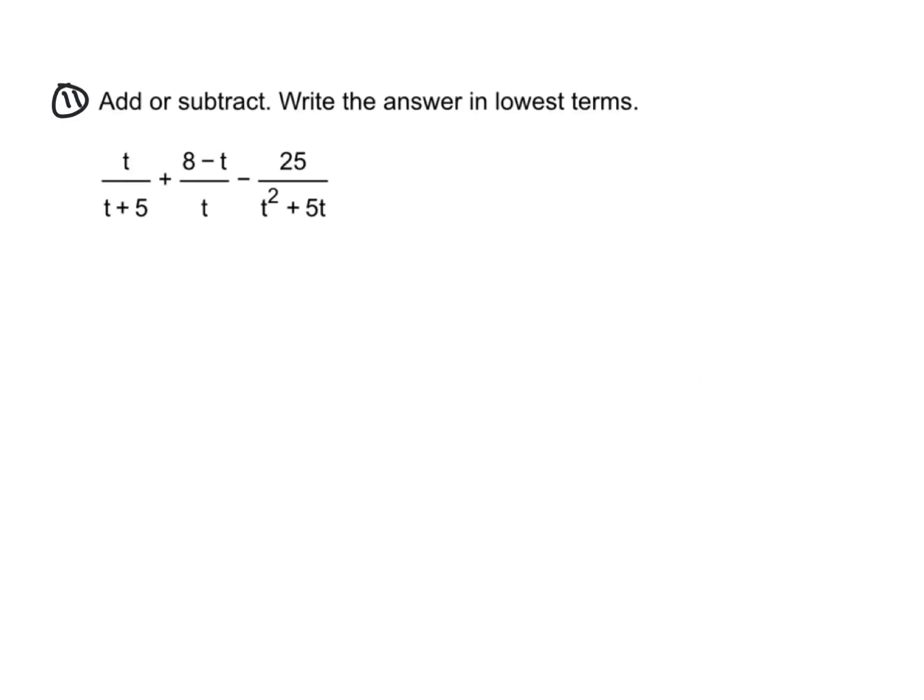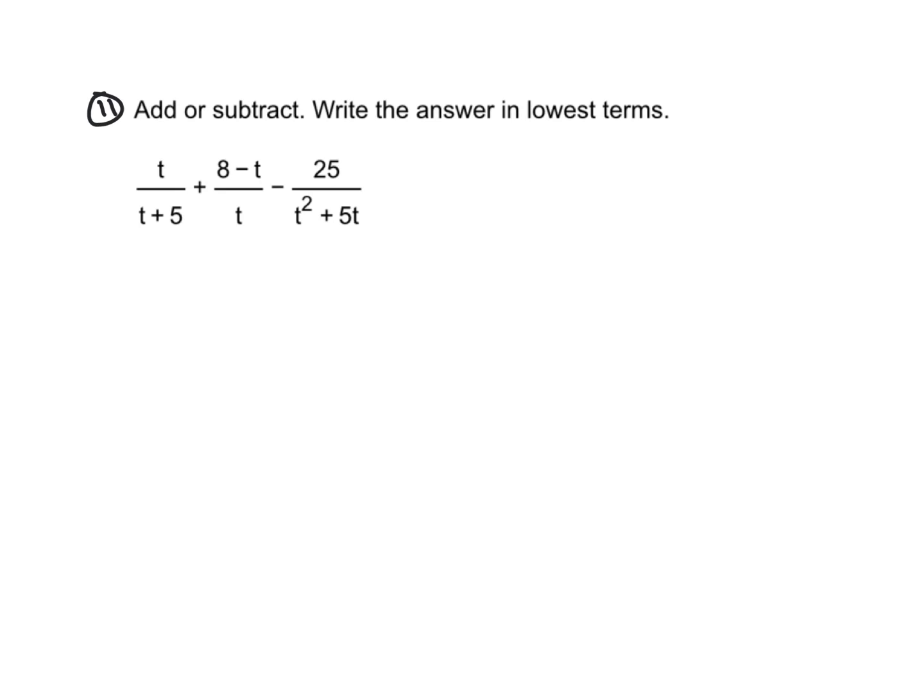For this problem, my denominators are t plus 5 and t, and this one becomes t times t plus 5. I can factor out a t. So my first term is missing a t, right, to make it be identical to this. So I'd need another t on top. My second term is missing a t plus 5. So I'd need another one of those on top. And my third term is not missing anything. It had both the t and the t plus 5 on the bottom.